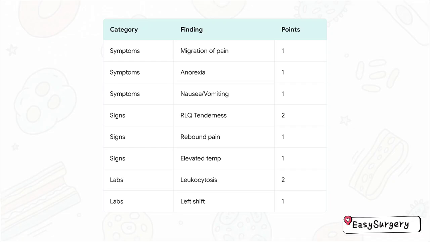Other things like migrating pain, nausea, and fever get 1 point. Oh, and those labs, they often show what we call a left shift. That's just our medical shorthand for saying there's a huge surge of young, immature white blood cells rushing out from the bone marrow to fight a really severe infection. If your total score is under 4, they're likely okay. But a 7 to 10, you're almost certainly heading straight to the operating room.